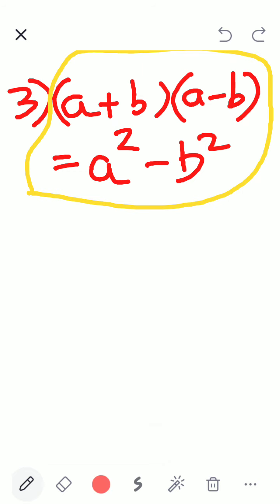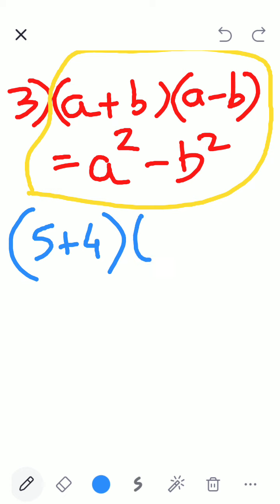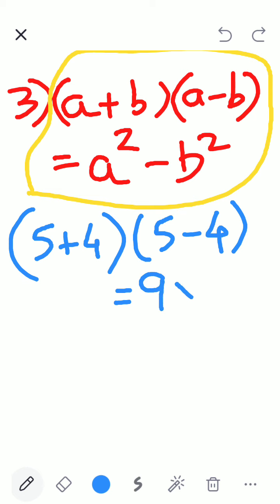Let us try with a simple example. First, we always try with a simple example. Then we will try difficult. 5 plus 4, 5 minus 4. Direct method is Pawan. Pawan, tell me direct answer. Direct shortcut method. Equal to 9.